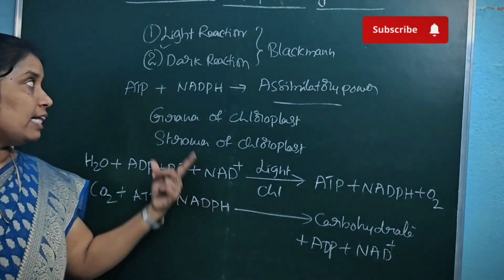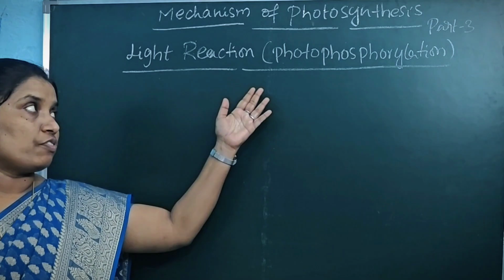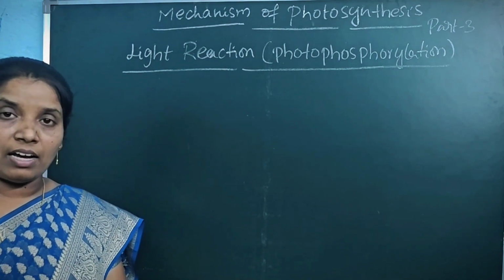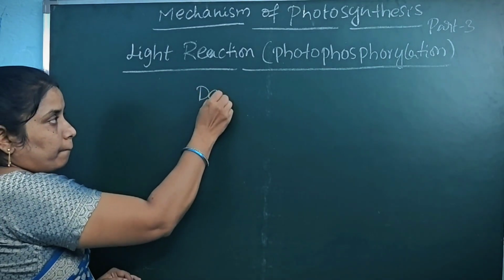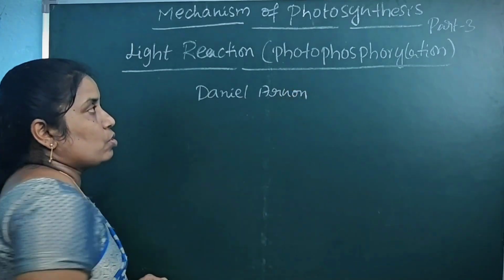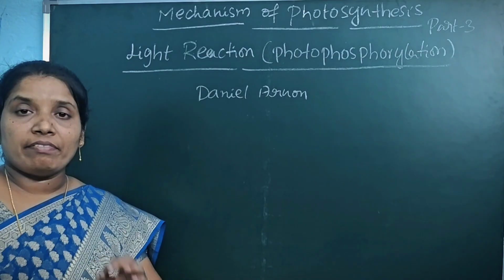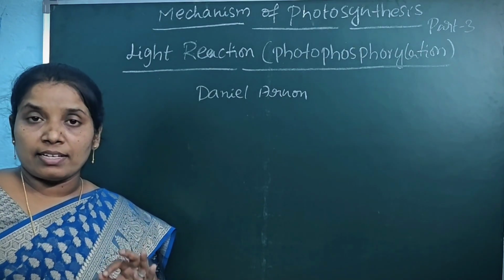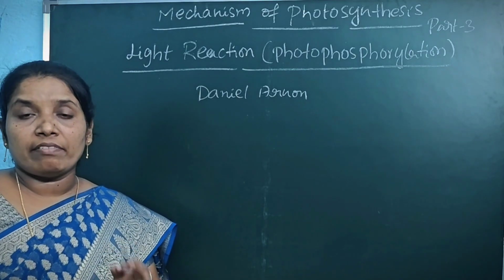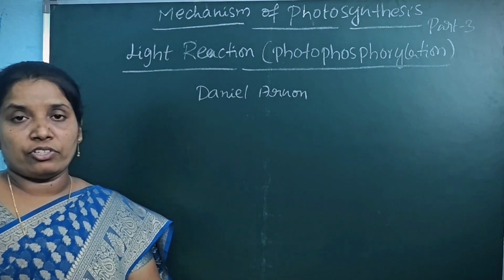Let's see the light reaction in detail. Light reaction is also called photophosphorylation. This was first described by the scientist Daniel Arnon. What happened in light reaction? Light driven production of ATP occurring in chloroplast is nothing but photophosphorylation. So light driven production of ATP in chloroplast is called light reaction.